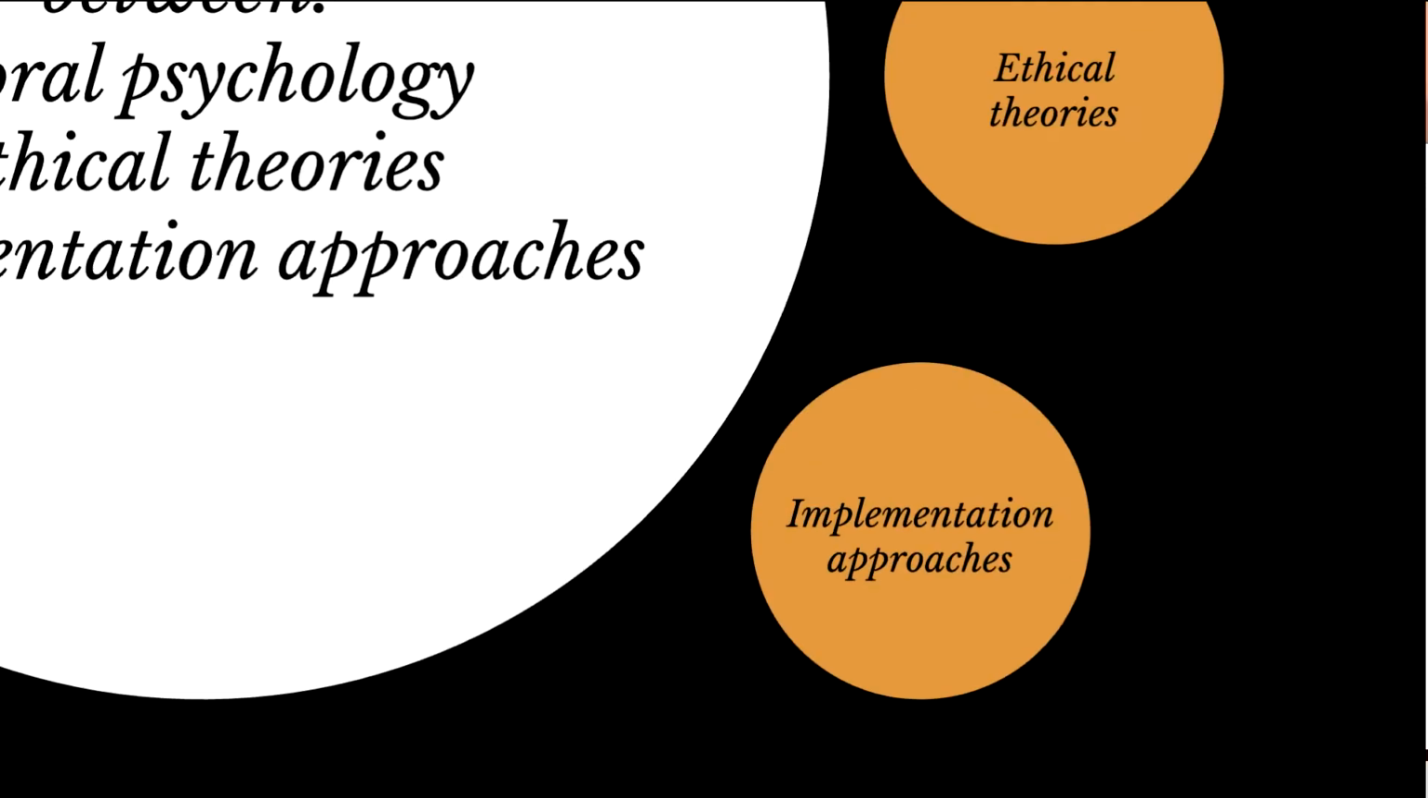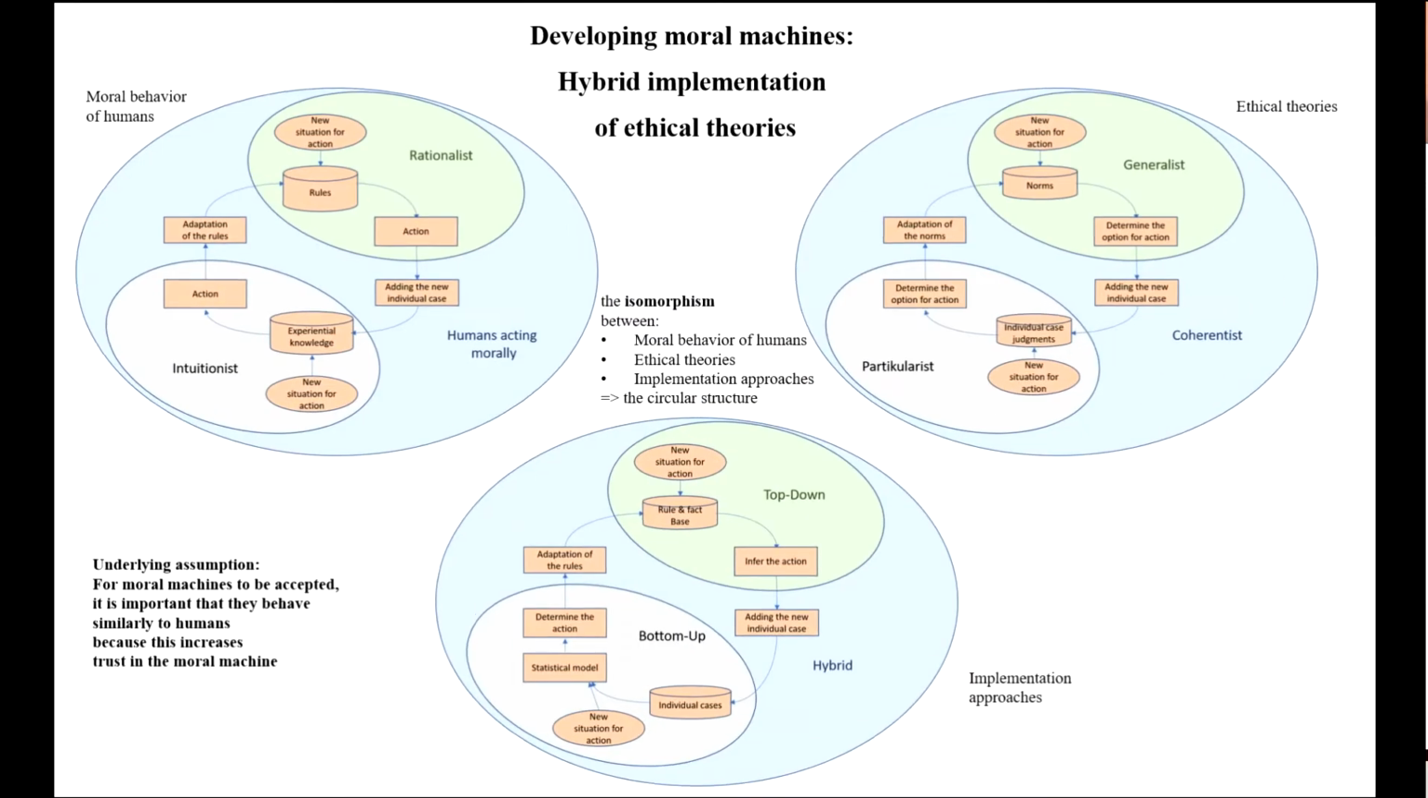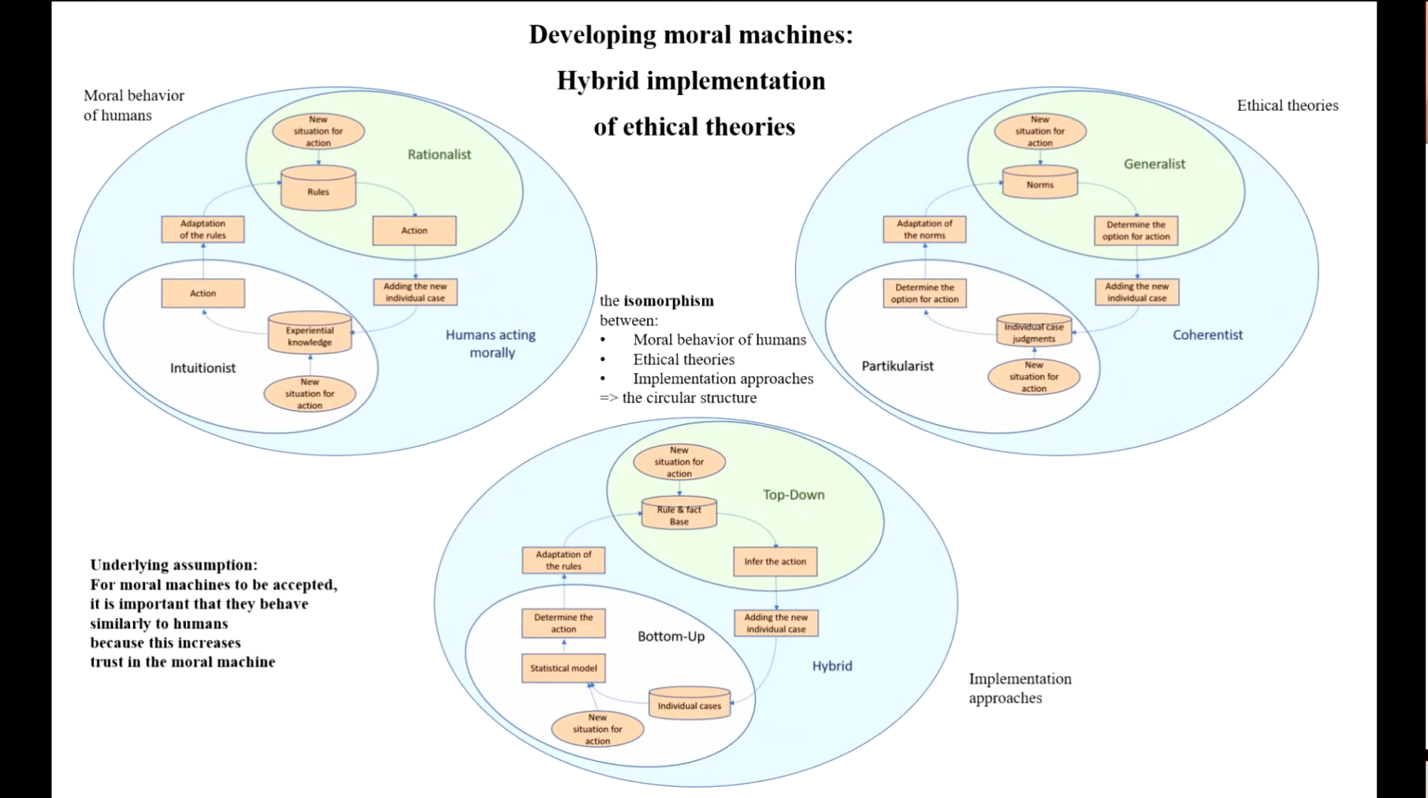Let's have a look at the big picture now. Of the multitude of ways to endow an AMA with morality, the one is proposed that is closest to the moral actions of humans. Because of this isomorphism found in the circular structure, the hybrid approach in implementing a coherentist ethical theory into an AMA is a viable method for creating a convincing simulacrum of the human capacity for abstract moral reasoning.